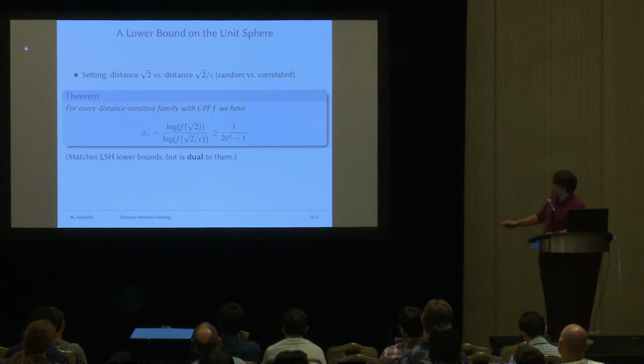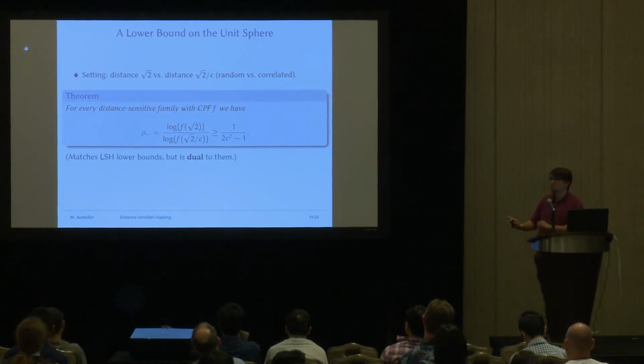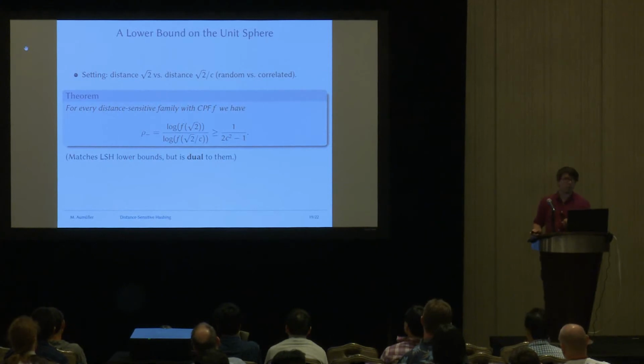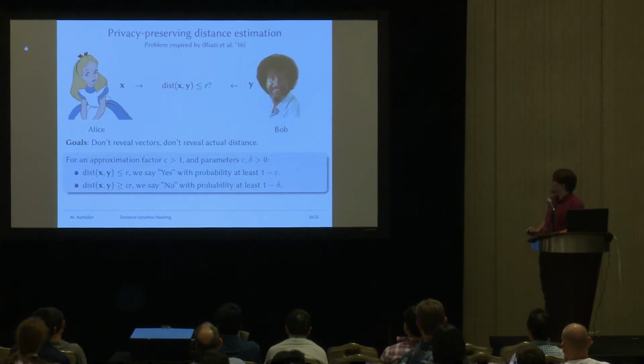So what we show is, if you are interested in returning an orthogonal vector while avoiding correlated vectors, then you can't do better than 1 over 2c squared minus 1. And that's the LSH lower bound, but it goes in the other direction. It needs some other methods as well.